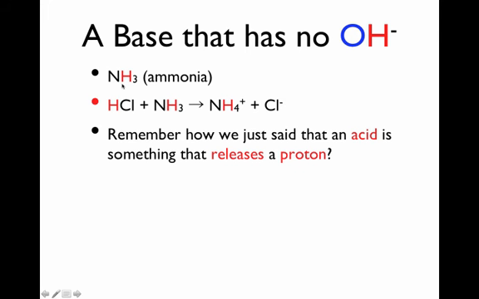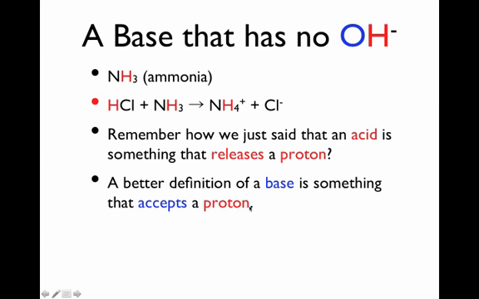We won't really go into them in any detail in this unit, but you should be aware that there are other bases that don't have OH minus as well. So, if you remember from one of the previous sections, we said that an acid is a material that releases a proton or releases an H plus. A better definition of a base is something that accepts a proton or accepts an H plus. So this is basically a more all-encompassing definition of what a base is. In other words, this definition doesn't say that you need to have OH minus as part of the chemical formula.